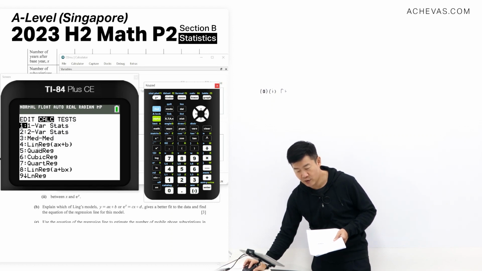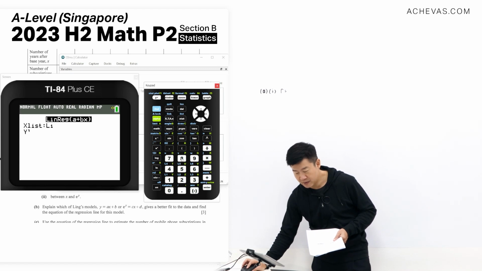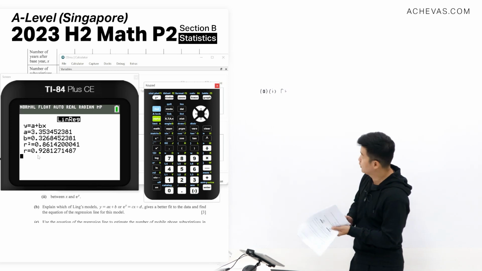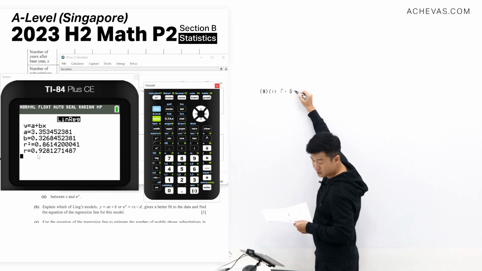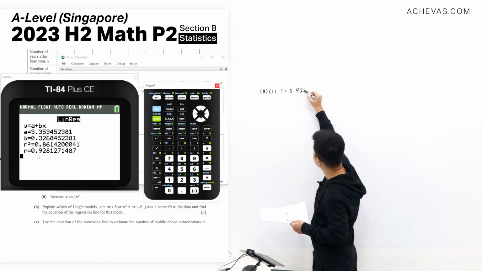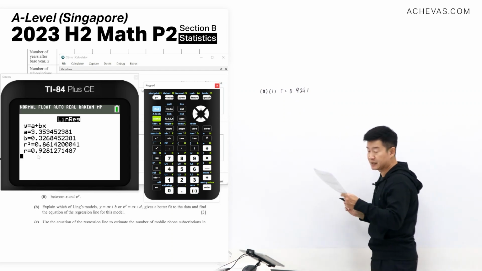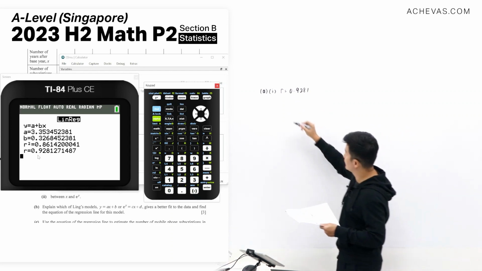I'm going to use 8, although 4 is totally fine. If I use 8, for the x list, I'm going to go for the x values, which is in L1. For the y list, I'm going to go for the y values, which is in L2. Calculating this using our calculator, this is the product moment correlation coefficient. It is 0.9281 to 4 decimal places, according to what the question requires.